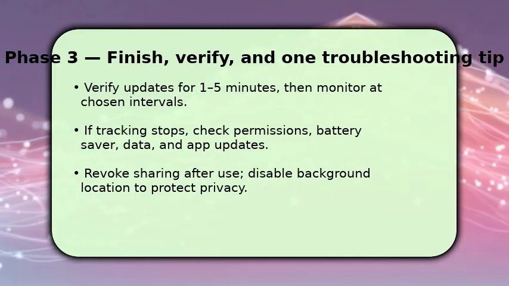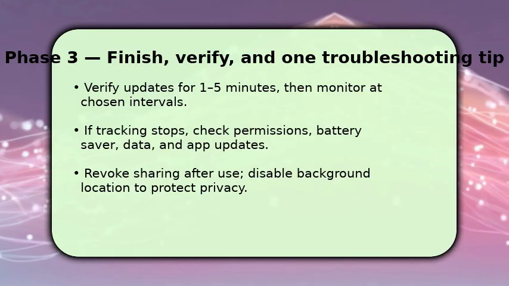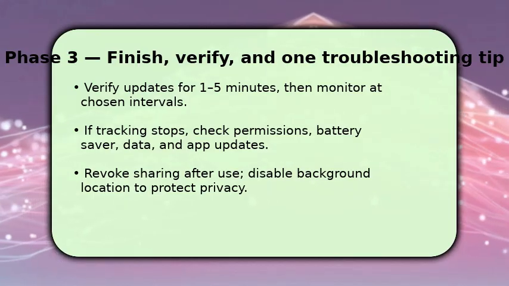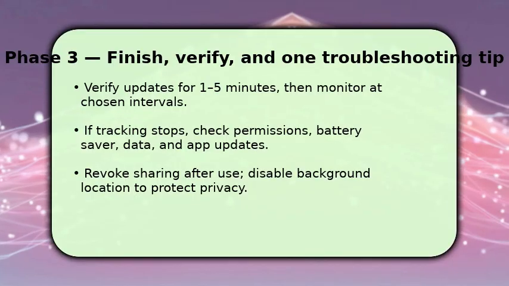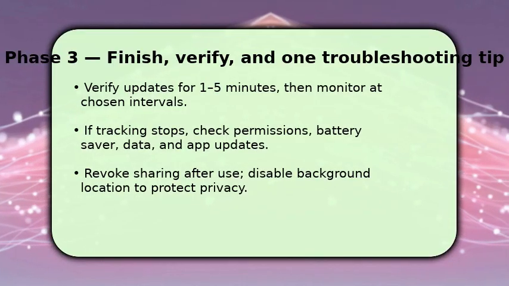Finally, when done, revoke the share and turn off background location to protect privacy. This completes the flow and handles the most common failure points quickly and effectively.